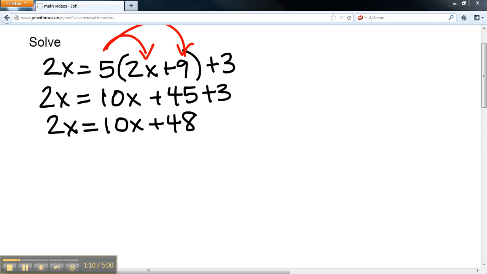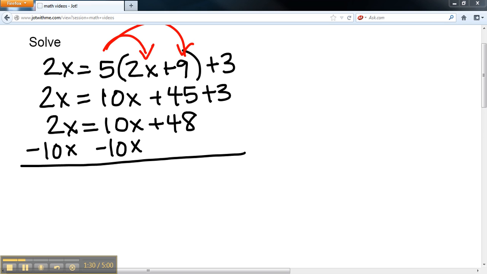So now let's look. We have the x terms on both sides of the equal sign, and we want x all by itself only on one side. So I'm going to move that 10x from the right-hand side over to the left-hand side by subtracting it from both sides.